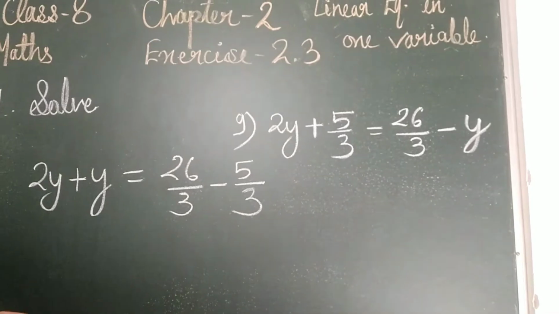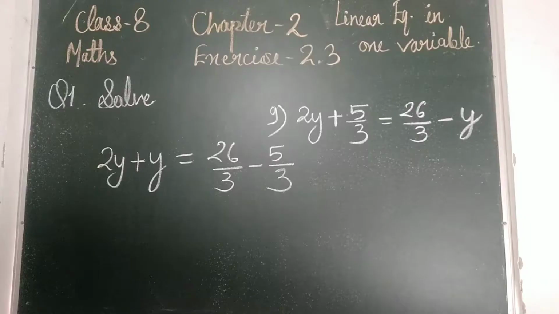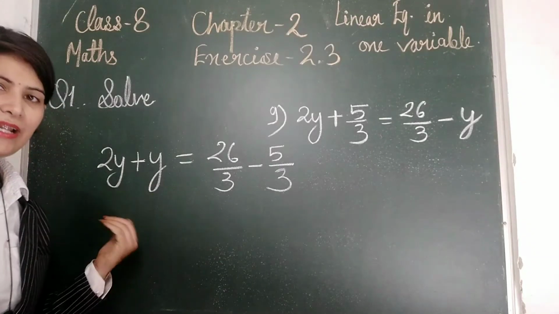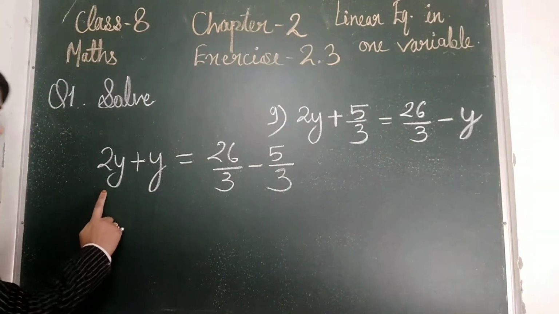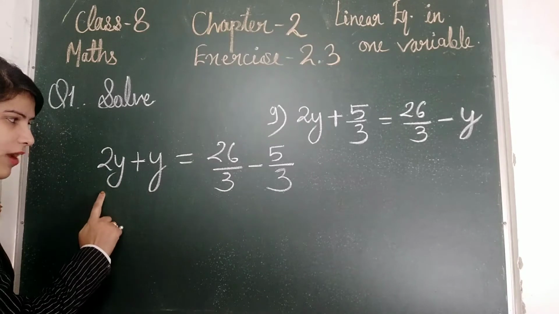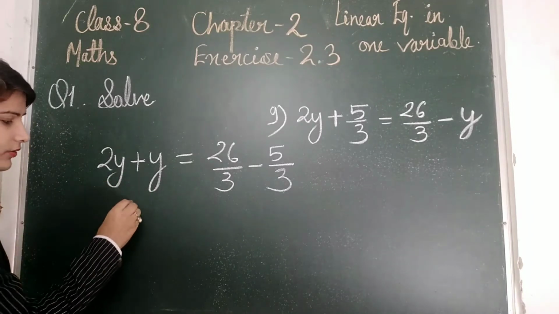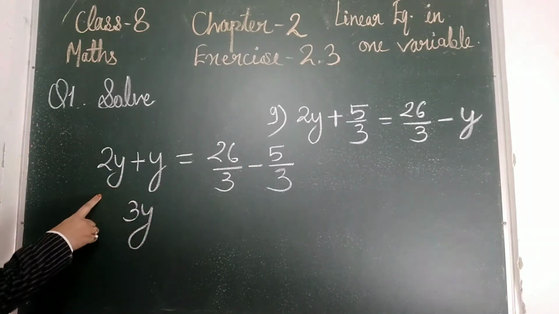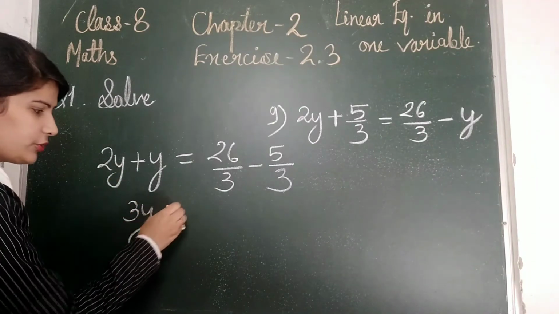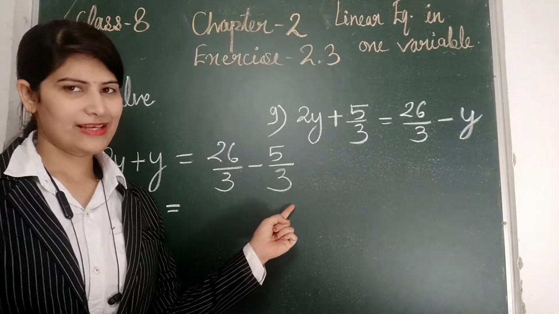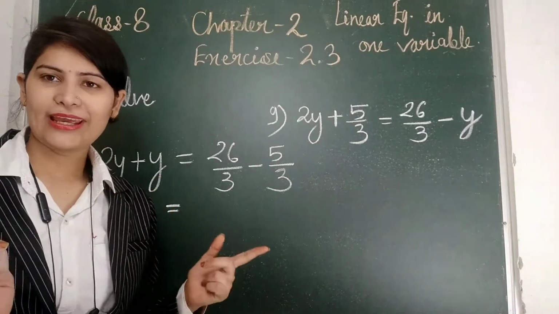Okay. Now it's very clear. Variable on one side and the number fractions on the other side. Now what? 2y plus 1y, what? 3y. Okay, 2y and 1y add up and become 3y, equal to. Here the denominator is the same, 3. No need to take the LCM.